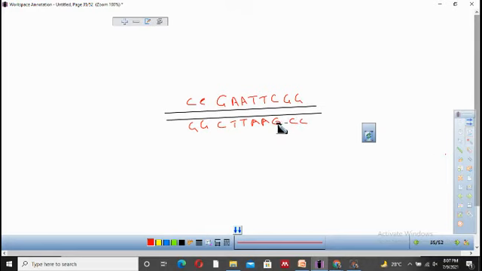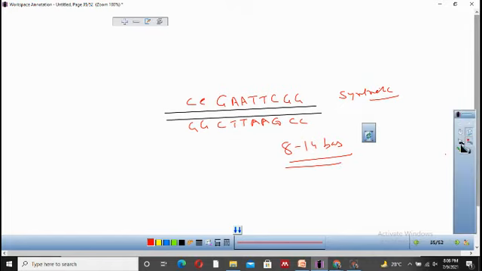So these are the linkers. Definitely they are 1 to 14 base pairs. This is the synthetic one. A linker is a synthetic DNA which possesses restriction sites and a sequence that varies from 8 to 15 bases. In this case, blunt end DNA is added. This is the DNA fragment with blunt end.